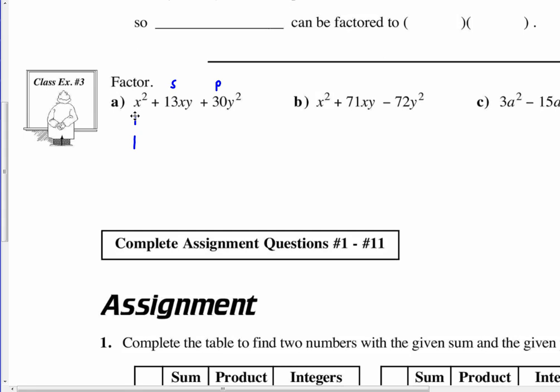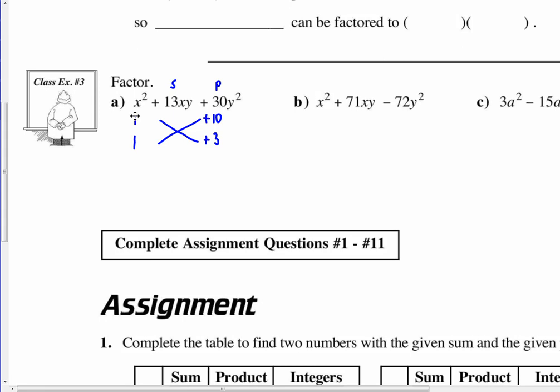Now, we're multiplying to a positive, and our sum is a positive, meaning both numbers will be positive. Would 15 and 2 work if they're both positive? No. What would the numbers be? 10 and 3. 10 times 3, would that give me the 30? Yeah. And the diagonals, do they add to 13? Yes. Okay, and the signs were both positive.